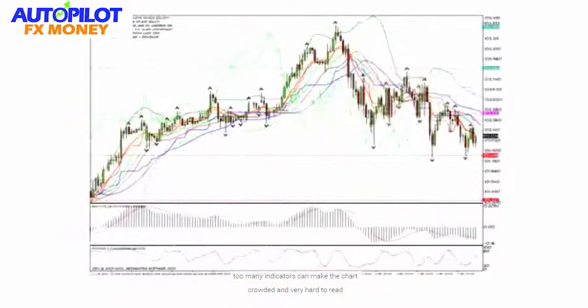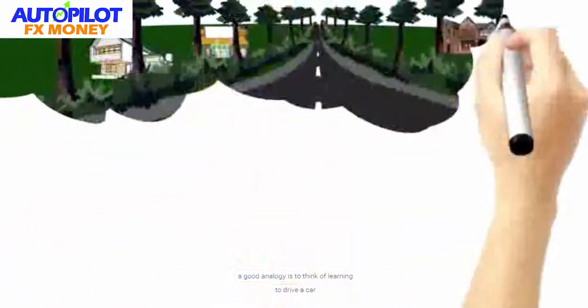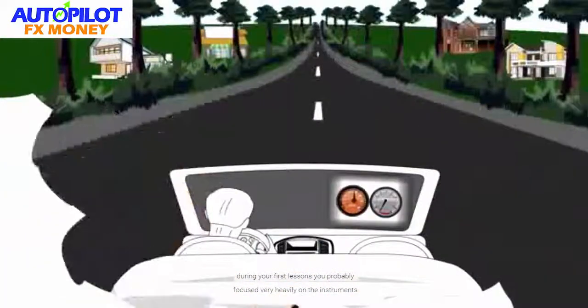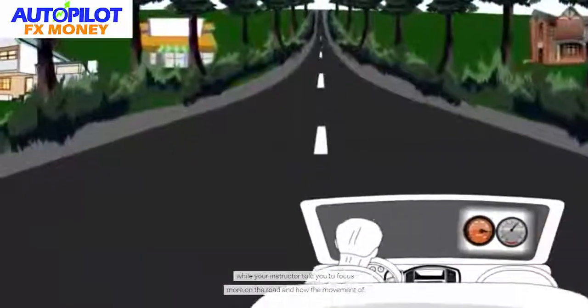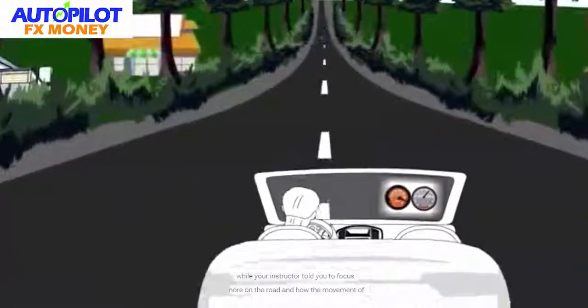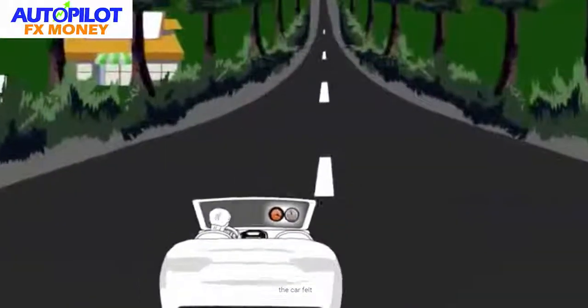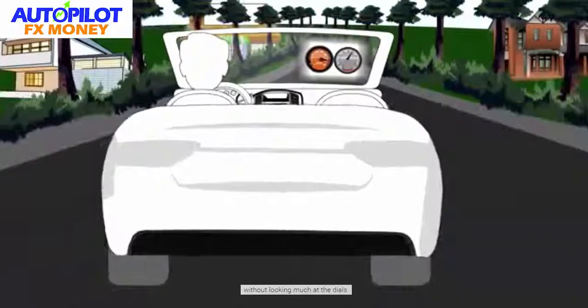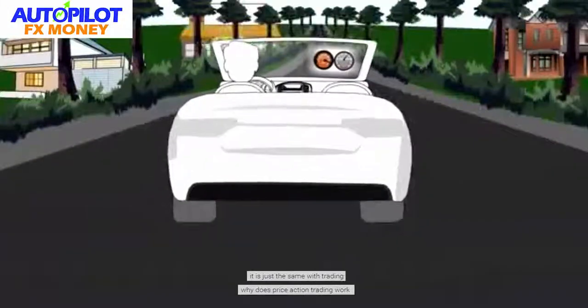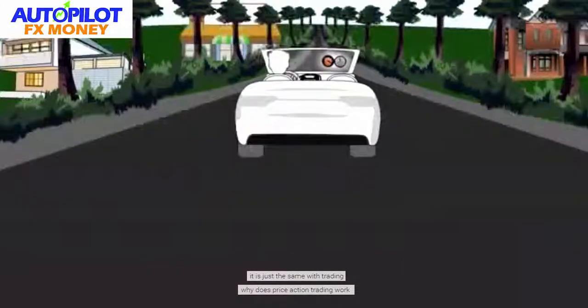An additional reason is that the use of too many indicators can make the chart crowded and very hard to read. A good analogy is to think of learning to drive a car. During your first lessons, you probably focused very heavily on the instruments, while your instructor told you to focus more on the road and how the movement of the car felt. Since you became an accomplished driver, you probably handle the car very well without looking much at the dials. It is just the same with trading.